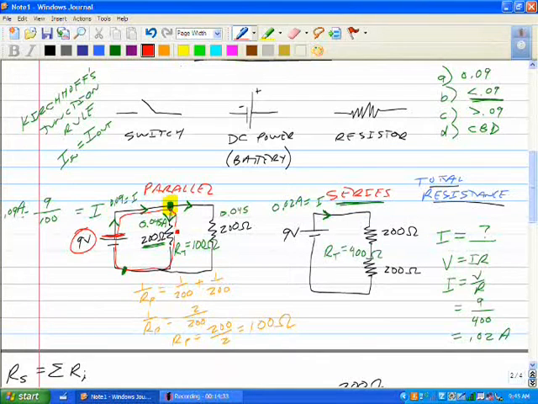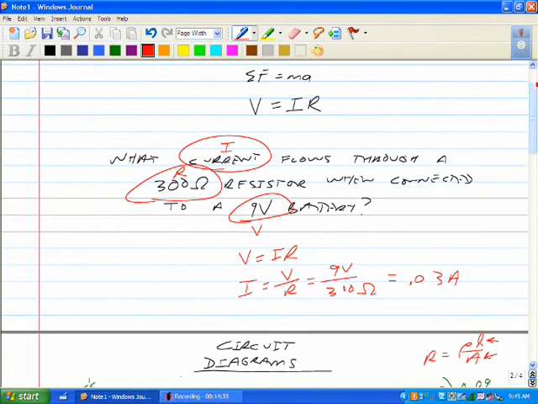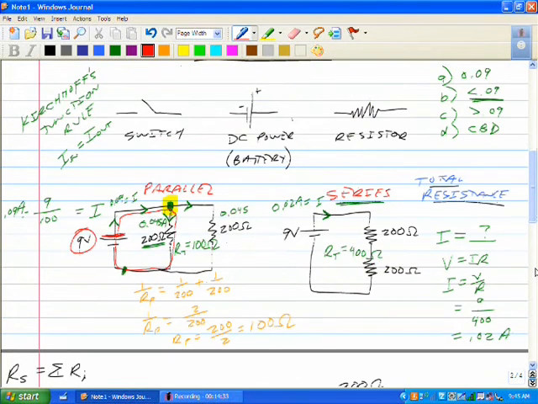Let me ask that. How do I know? Well, first of all, I can use Ohm's law, right? Do I know the current through this resistor? 0.045. Do I know the resistance of this resistor? 200. If I do V equals IR, guess what V equals? 9 volts. So how much did the energy, or not the energy, but the voltage drop as I went across that resistor? 9 volts.